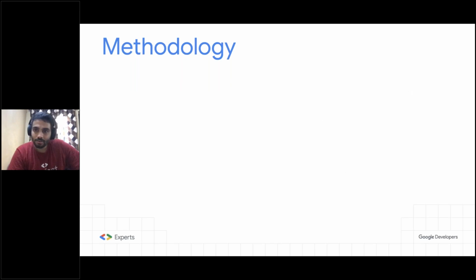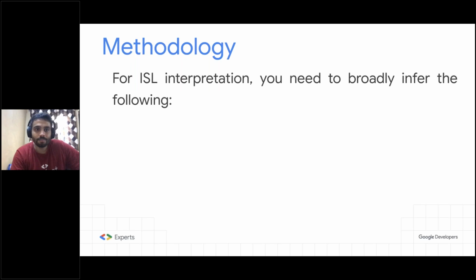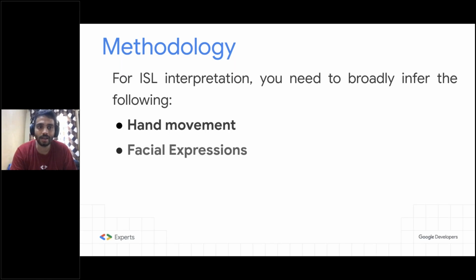So now the methodology. For ISL interpretation, what I realized is that you need to broadly define it into three terms. First is hand movement. Even when we are speaking, my hand gestures are conveying an important aspect to you, and this forms a part of conversation. In ISL as well, hand movements play a very important role. So this is the first thing that you want to tackle.